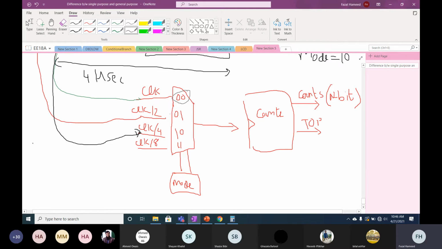जी बेटा समझ आ गई या नहीं समझ आई? Clear है sir. ठीक है, very good.